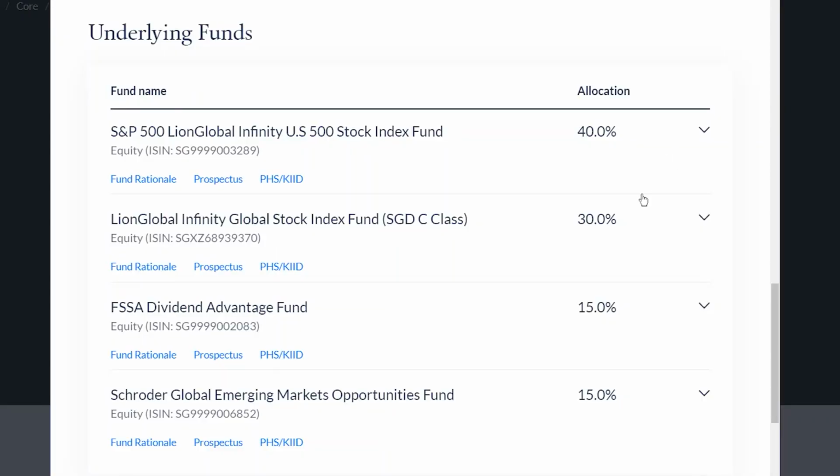Because of that, I wouldn't consider Money Owl's highest risk portfolio as a true robo-advisor. So I will only look at Endowus for this method. For the holdings, it has 40% in S&P 500 companies, 30% in companies from developed markets, 15% in Asian dividend-paying companies, and 15% in emerging markets like China, South Korea, Taiwan, and so on.